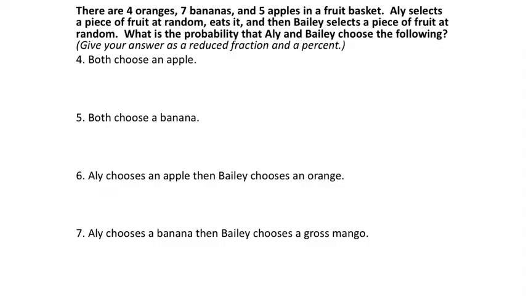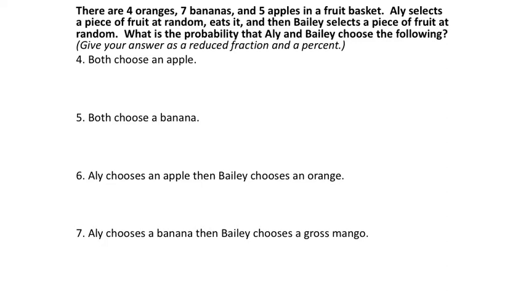Now, this is where I wouldn't call it trickery, but we have to be very careful with what's happening with these particular fruits. Let's read through this a few times to really figure out what's going on. There are 4 oranges, 7 bananas, and 5 apples in a fruit basket. Allie selects a piece of fruit at random, eats it, and then Bailey selects a piece of fruit at random. What is the probability that Allie and Bailey choose the following?